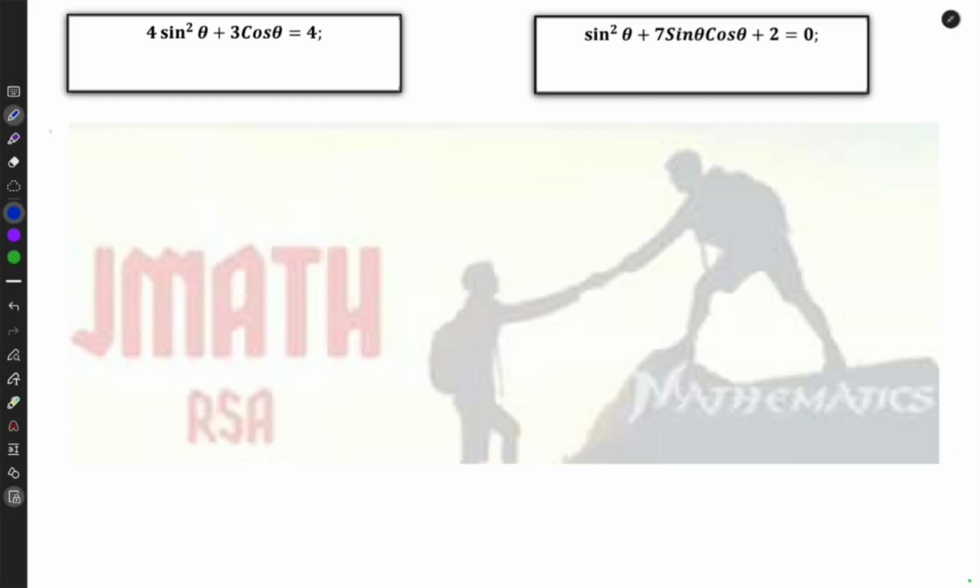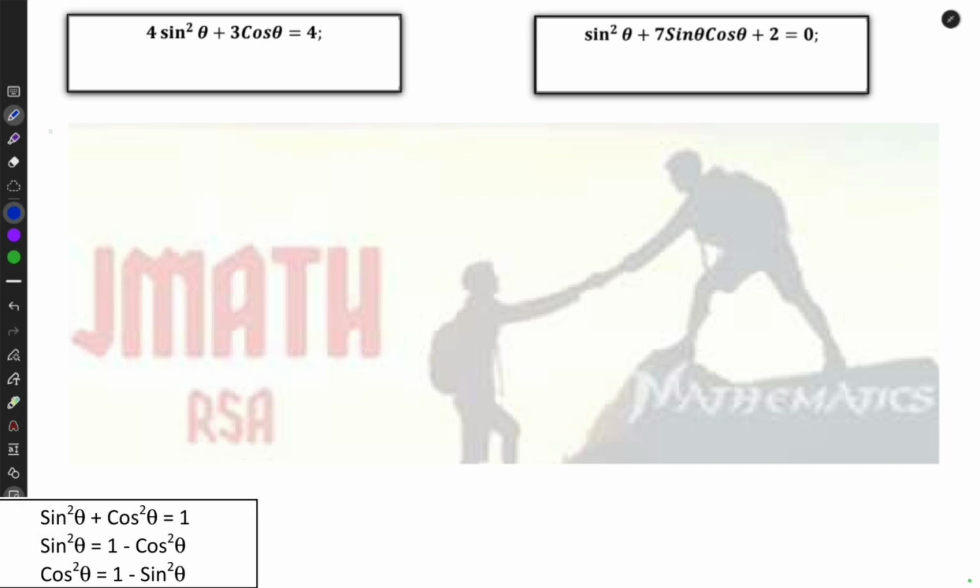So now in exams, they will always try to make it a little bit more difficult. So in this case, I still need to try and get sine or cos alone. Now, I have too many options here, so I need to change everything to sine or everything to cos. Now, the 3 cos theta, I can't do anything there. There's no identity that will help me there, but sine squared, I can definitely change.